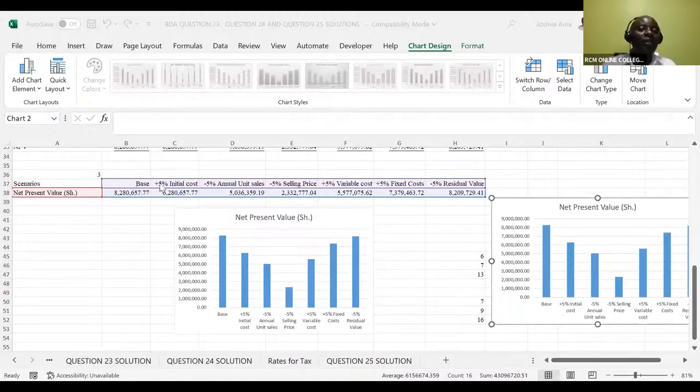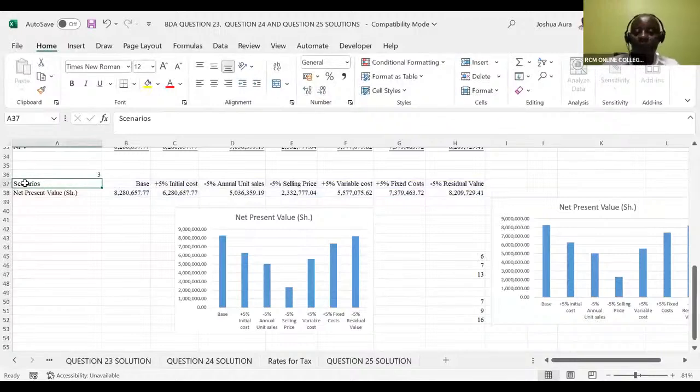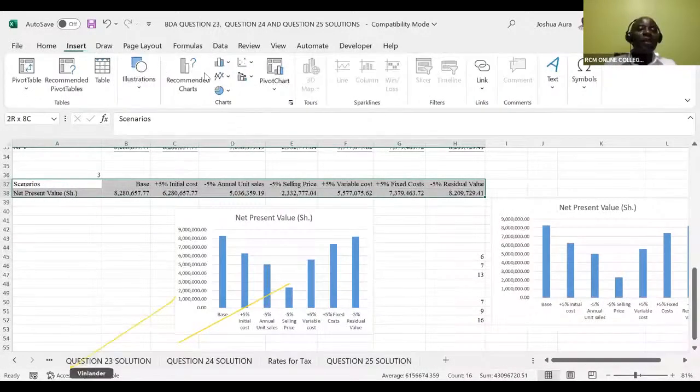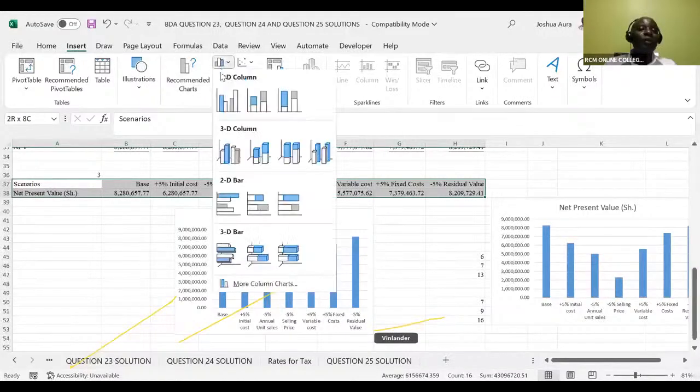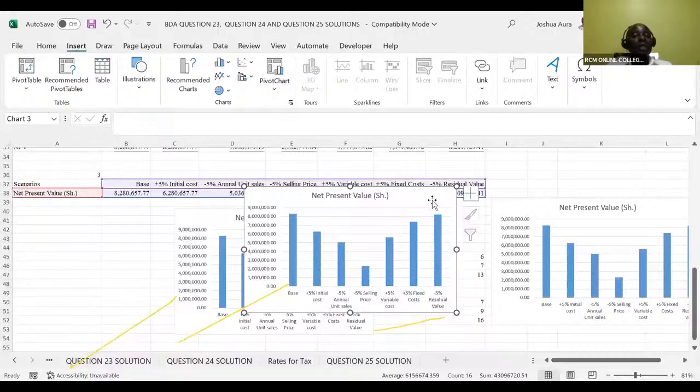So then what you're supposed to do is to copy these scenarios. You have them, base, 5% initial like that. And then you simply come and highlight these two, Control Shift, right arrow, down arrow. You highlight those two. And then you come and say insert. You insert a graph, this graph. You pick any 2-dimensional. So you can see I have it here.